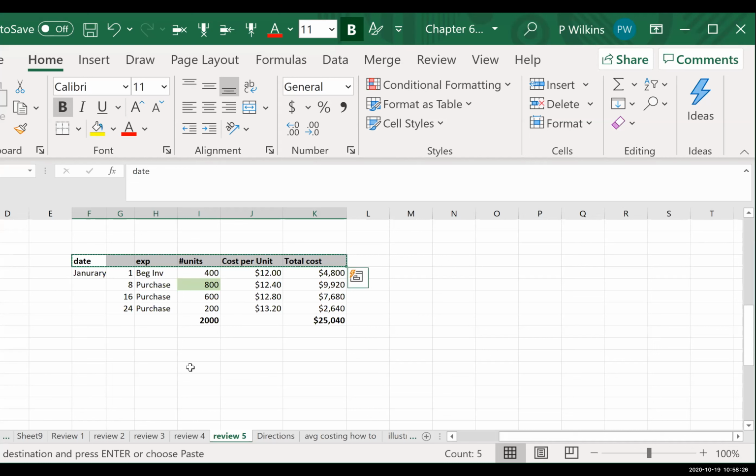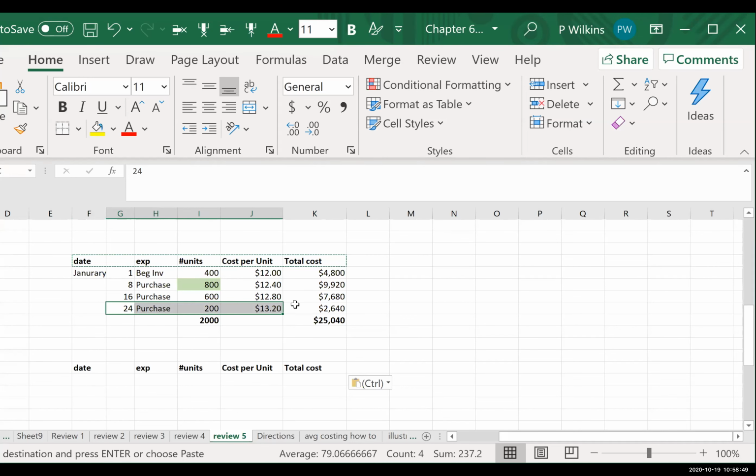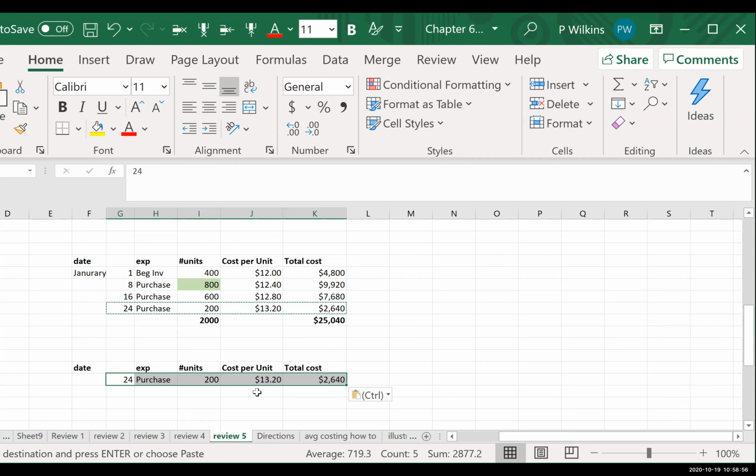All right, so I'm going to do it right here on the screen. FIFO, bottom up until we get to the number of units sold. No, we're doing ending inventory, so until we get to the number of units that remain on hand, the number of units in ending inventory. So we're going to go from the bottom up until we get to 650. On the 24th, we have 200 units at $13.24 each for a total of $26.40.